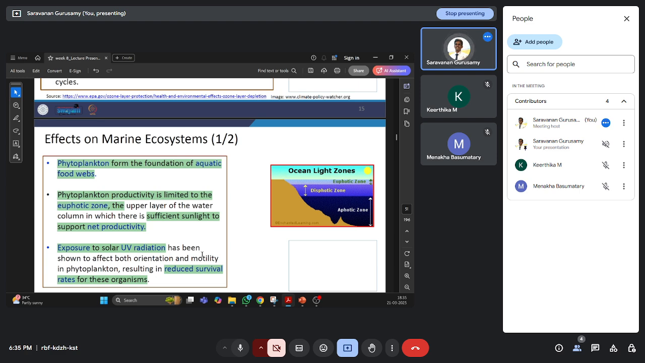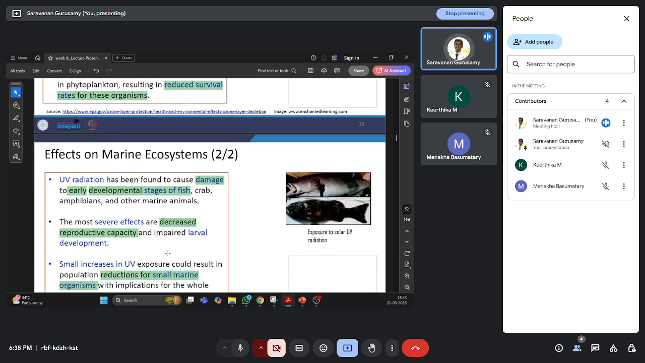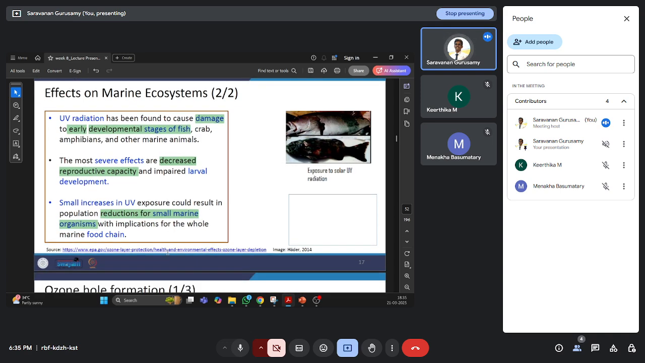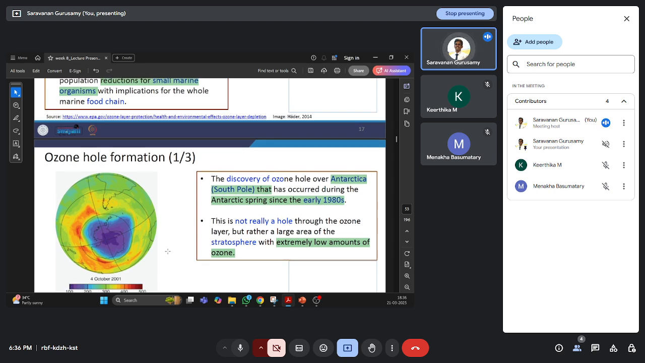Then the marine ecosystem will also be affected, because most of our phytoplankton will be at the top of the oceans in the euphotic zone only. So light can easily enter into the top layer, and it will affect the survival of this type of phytoplankton, and it will damage the earlier stages of fishes, crabs, amphibians, and decrease the marine life ecosystem, everything. This is because of the ozone hole formation.